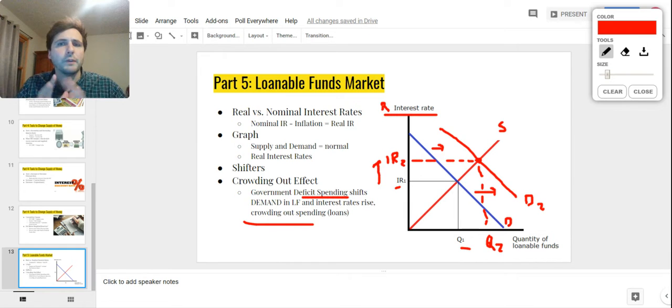Okay. Now, there are other shifters. Demand will also shift if businesses expect greater returns, so they'll demand more loans. Supply will shift if people like you and me decide we want to save more money and put more money in the banks. When we do that, they have more excess reserves, which means they have more loanable funds. Okay. But the biggest thing we care about is that crowding out effect. Know it well. When the government spends money they don't have, they crowd out private investment, which hurts future economic growth. All right, that's the end of the unit.